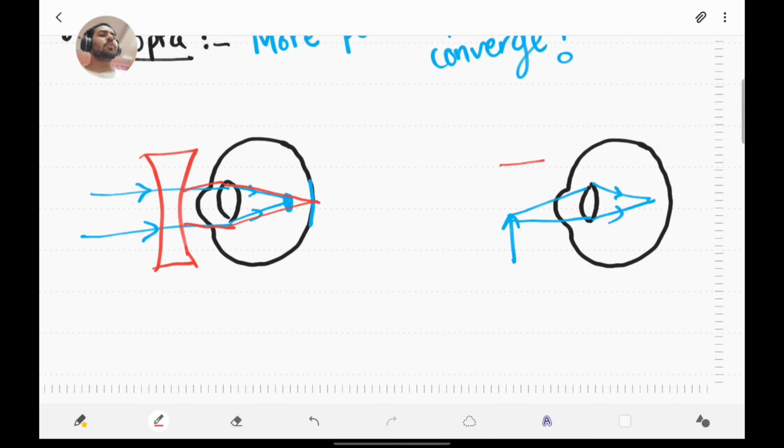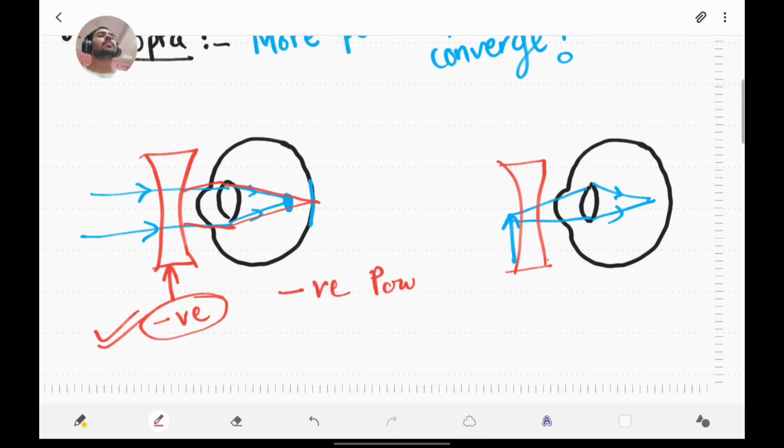Now in this case, in both the cases, since you are decreasing the power of convergence, this lens is said to have negative power. You are decreasing the power of convergence. That's why we are saying it minus. The power is negative power. Clear?